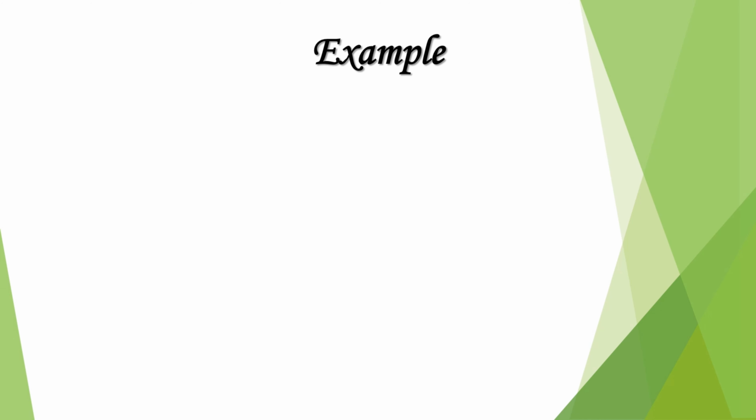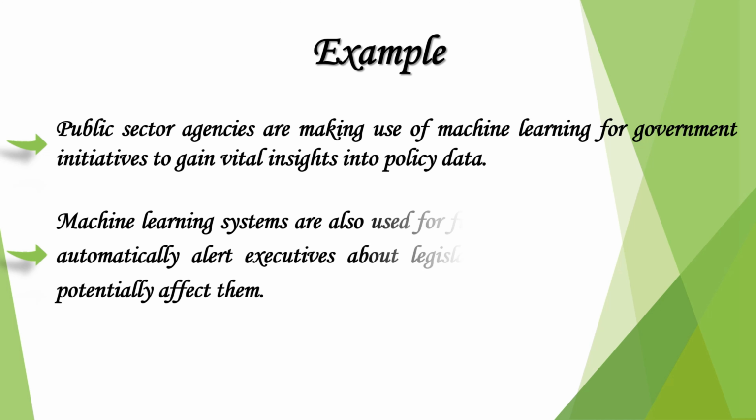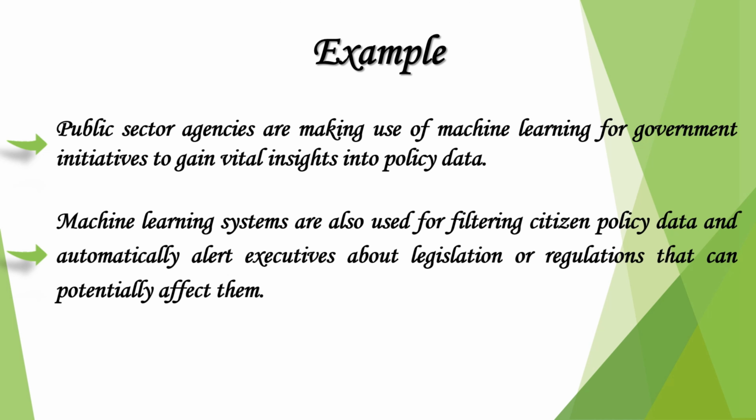Example: public sector agencies are making use of machine learning for government initiatives to gain vital insights into policy data. Machine learning systems are also used for filtering citizen policy data and automatically alert executives about legislation or regulations that can potentially affect them.